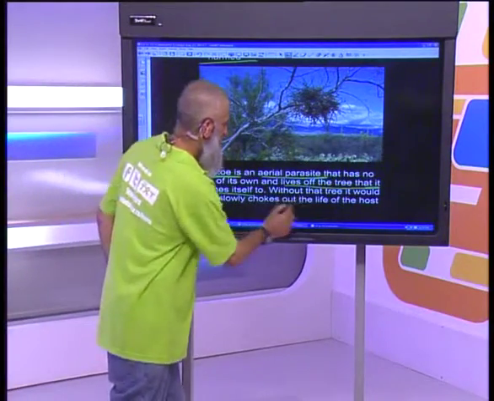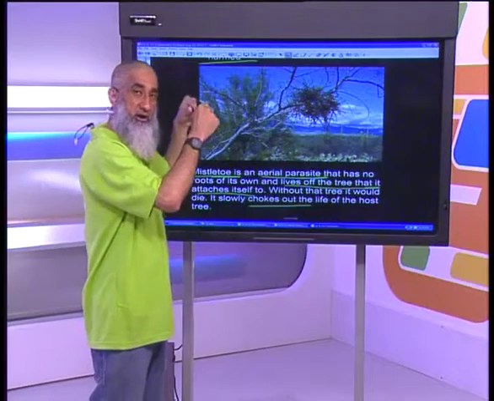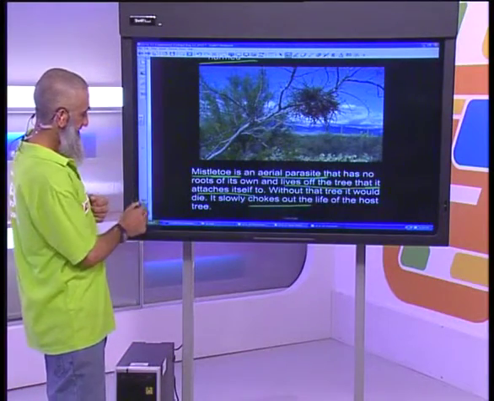And while it lives off this tree, it slowly chokes out the life of the host. In other words, it draws the water all the time, and the tree that it is hitched onto would die. So therefore, that tree is harmed, and the mistletoe is benefiting, so parasitism.